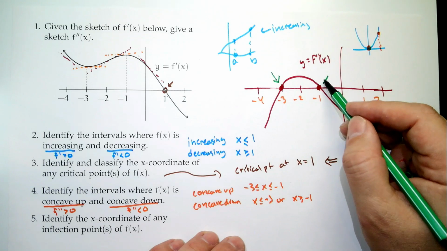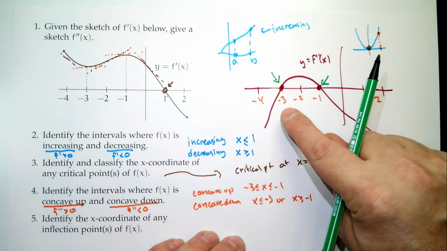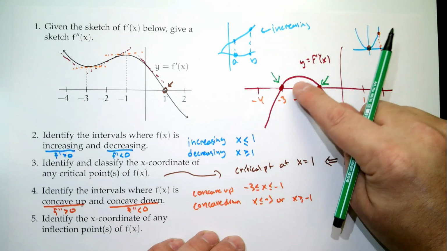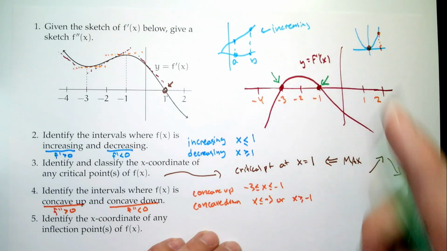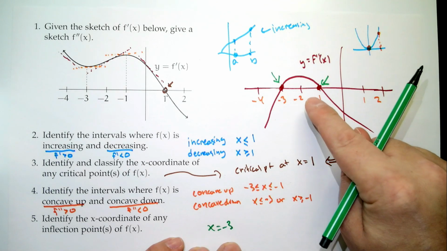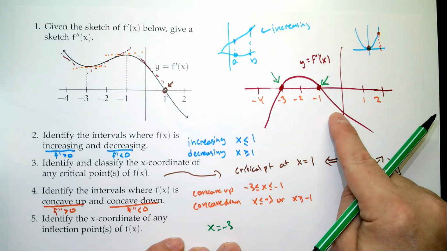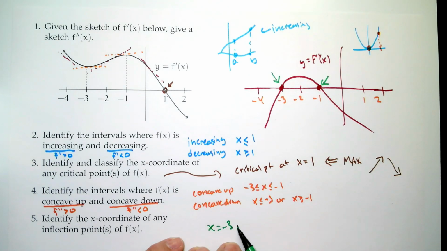Because there's two places where we're going to have a change in behavior. At negative 3, we're changing from f double prime being negative to f double prime being positive, or concave down to concave up. So negative 3. And then at negative 1, we're changing from f double prime being positive to f double prime being negative, concave up to concave down, which means that we also include negative 1. So those are the x-coordinates of the inflection points.